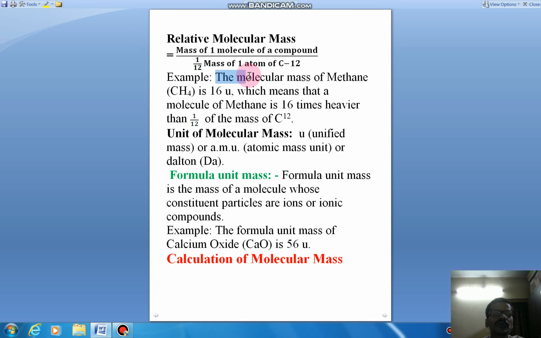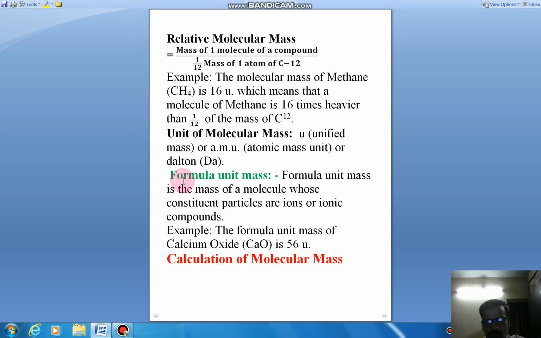Example, the molecular mass of methane CH4 is 16 U, which means that a molecule of methane is 16 times heavier than 1 by 12 of carbon 12. So how do we measure? Its units are U, unified mass, or AMU, atomic mass unit, or Dalton, Da. In these units we measure the atomic mass or molecular mass.